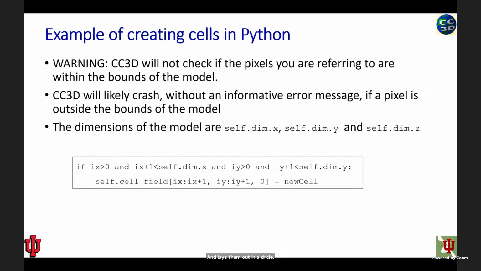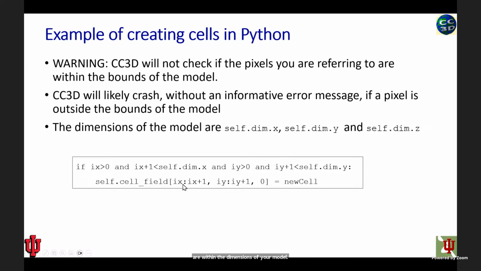One thing you have to be careful about when you're writing into the cell field is that CompuCell will not check to see if your coordinates are inside of your entire model, X dimension and Y dimension and Z dimension. And in fact, it will just crash and will not tell you any useful information about why it crashed. It will just crash. So especially before you write to a pixel or reassign a pixel, you want to make sure your coordinates are within the dimensions of your model.